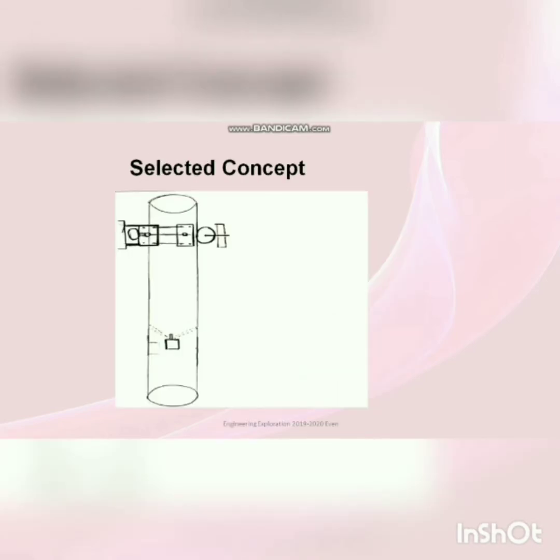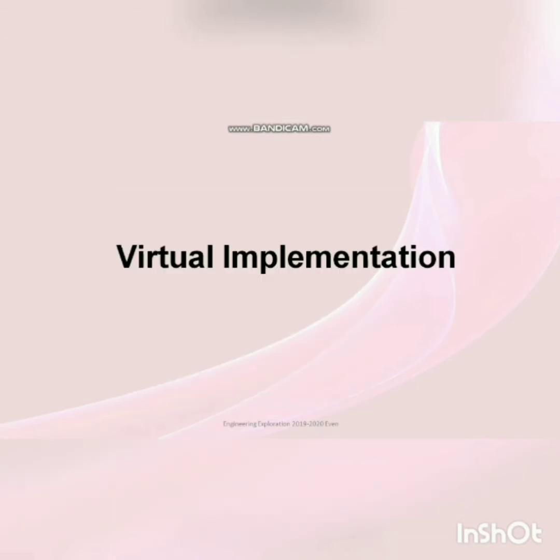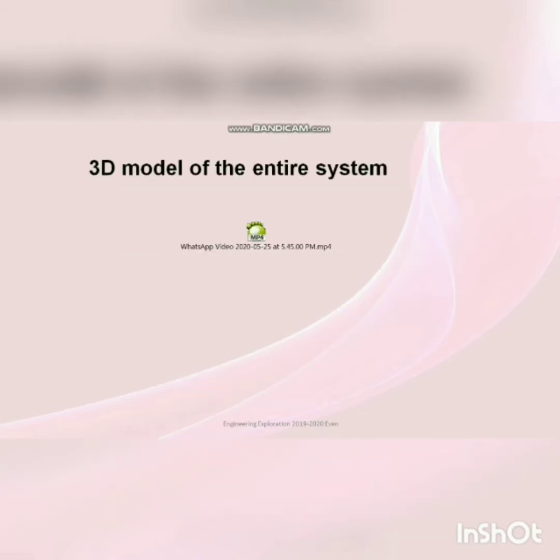And here is our selected concept. Here we are using a servo motor to hold the motor, and 2 conveyor belts are used, one to move the motor and another conveyor belt to sort the motor based on their RPM. For example, if the RPM of the motor is 100, the conveyor belt rotates clockwise. If it is 200, then it rotates anti-clockwise. And now the virtual implementation.